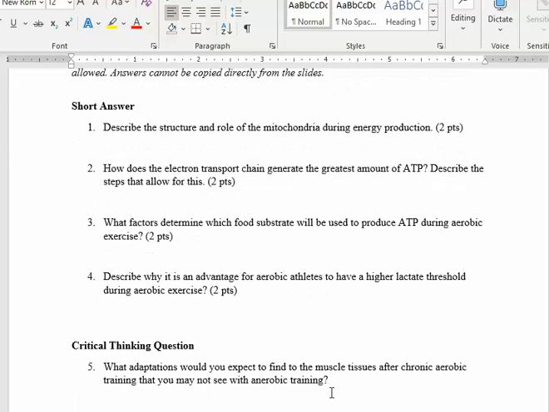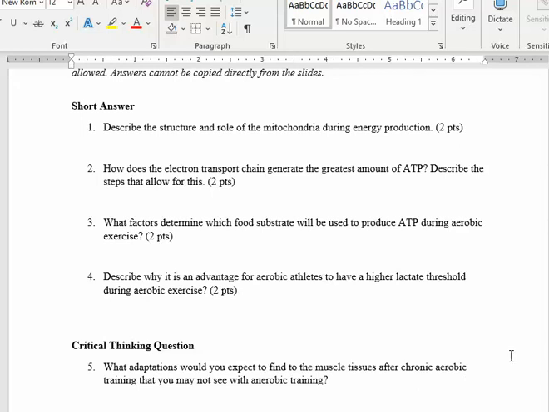Next is describing why it is advantageous for aerobic athletes to have a higher lactate threshold during aerobic exercise. So we'll talk about lactate threshold and we'll describe what factors influence lactate threshold, and you can answer that question based on that.